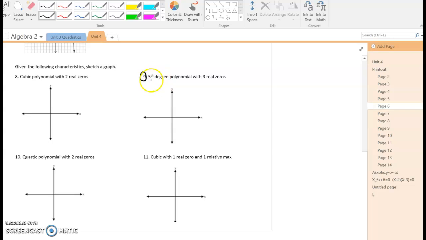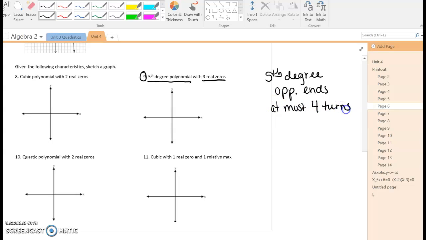I want to draw a 5th degree polynomial with 3 real zeros. So 5th degree tells me that the ends should be doing opposite things. It also tells me I can have at most 4 turns. I can have less than that, but I can't have more than that. Oh wait a second, I got more information about the real zeros. I only want 3 real zeros, so I want 1, 2, 3 x-intercepts.